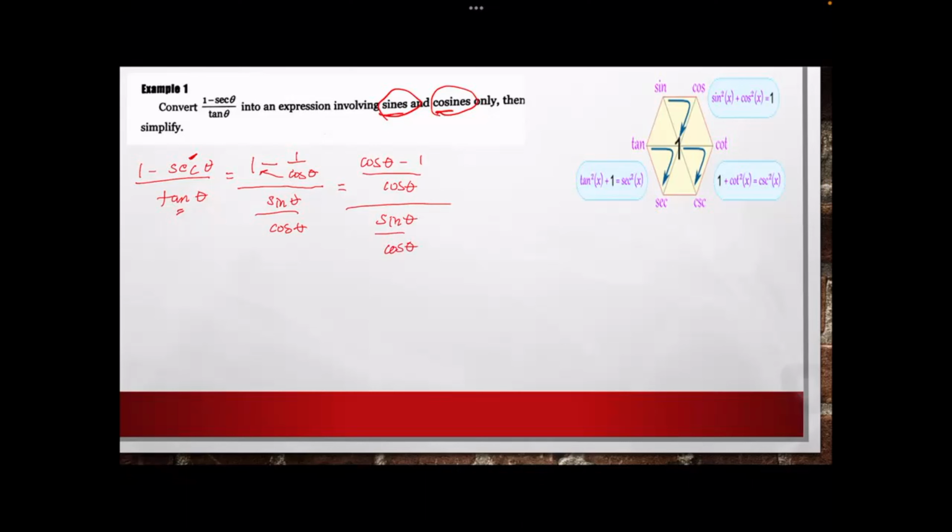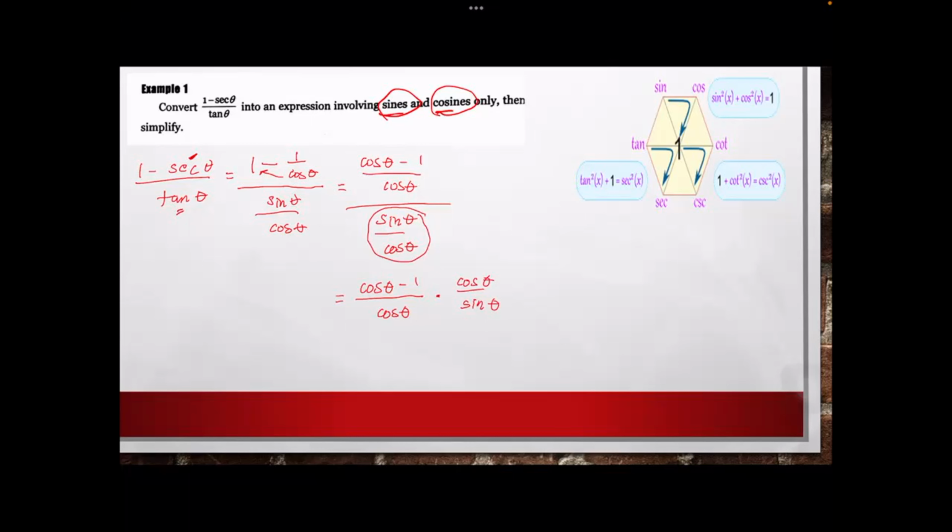Now, apply natin siya yung complex fraction. Kukunin natin ngayon itong reciprocal nito, kasi multiply natin siya doon sa numerator. So, magkakaroon tayo dito ng cosine theta minus 1 all over cosine theta. Multiply natin siya ng cosine theta over the sine theta.